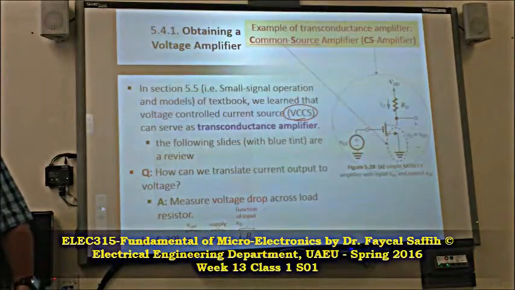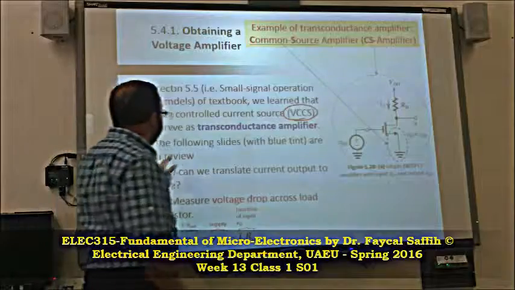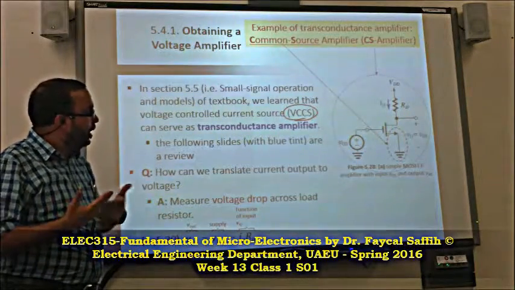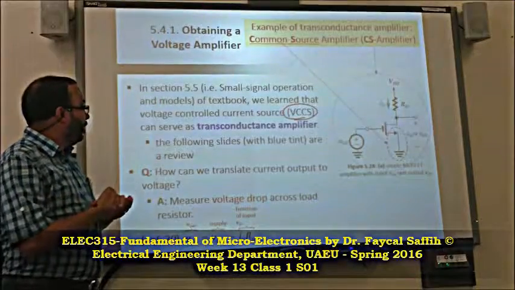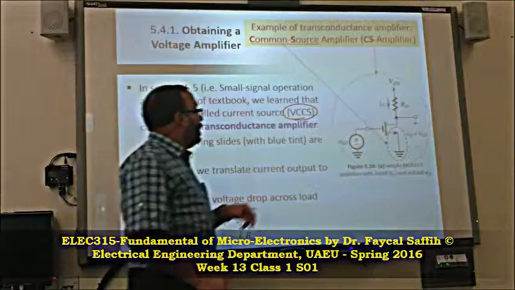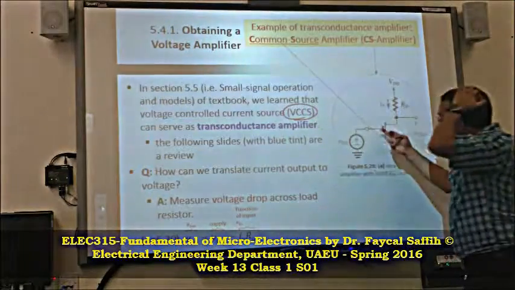VCCS, voltage controlled current source. Why? Because it's an amplifier. An amplifier needs an engine to amplify the signal, and that engine happens to be a current source. And in this particular case, that is the MOSFET.